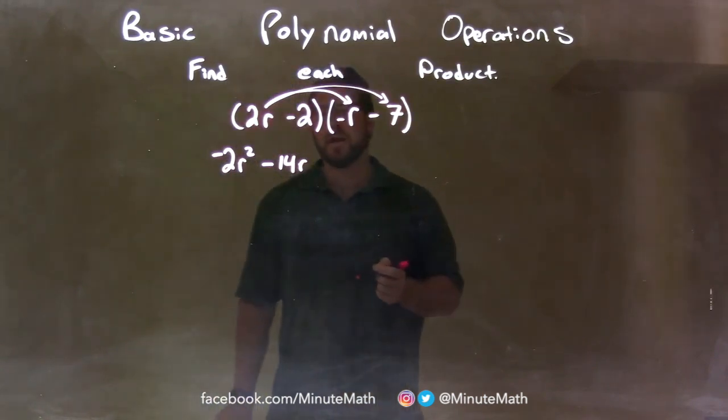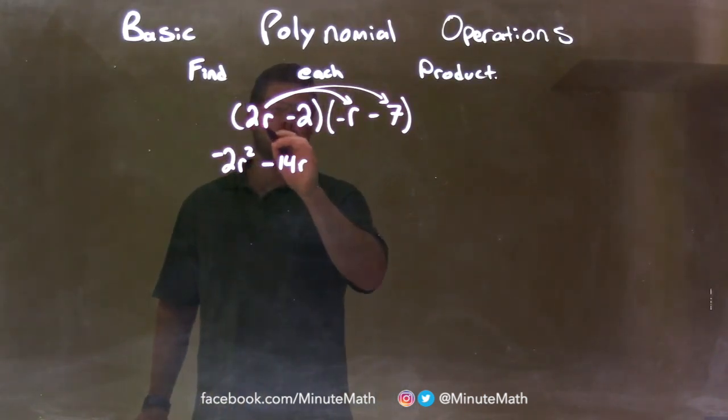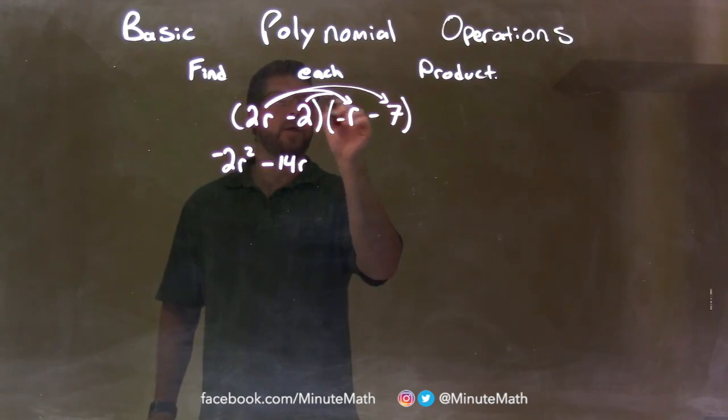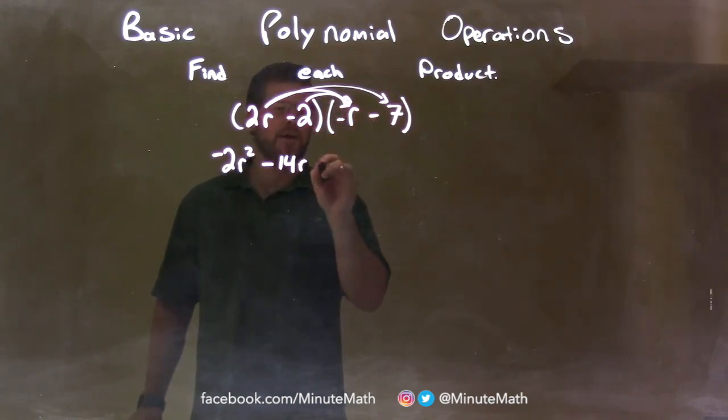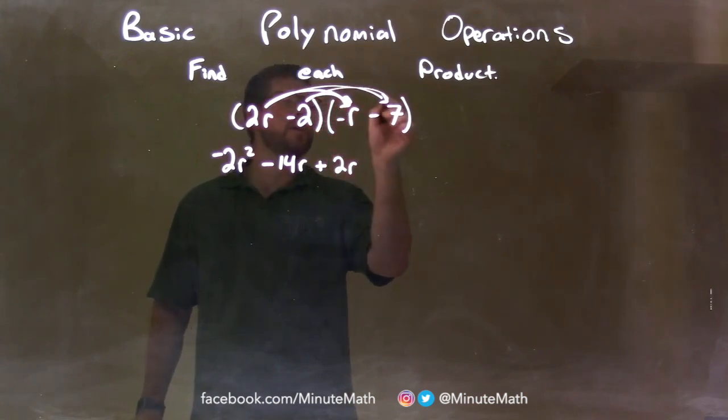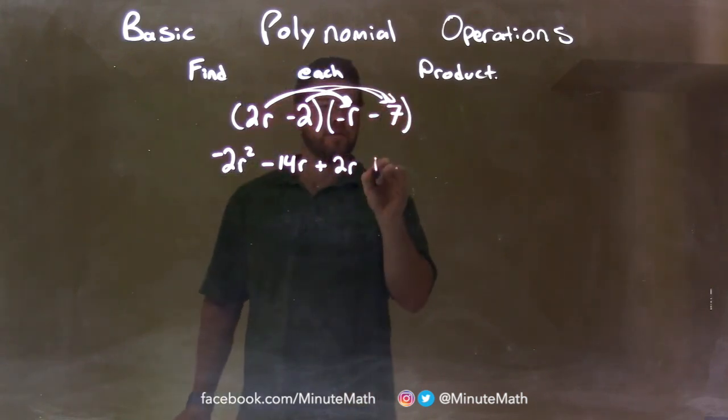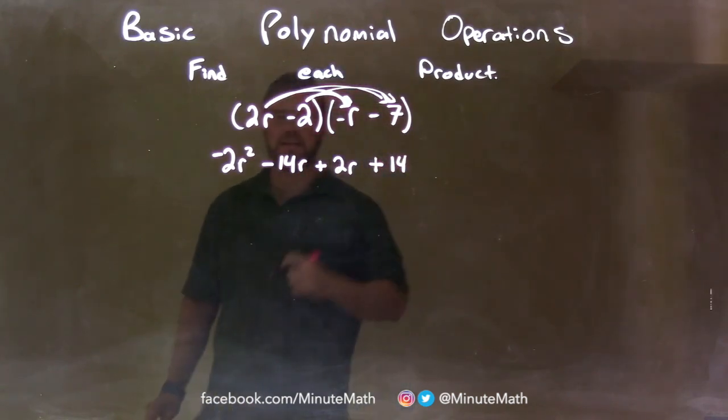Okay? Now we're done with the 2r. Let's use the minus 2. Minus 2 times the negative r is a positive 2r. And negative 2 times a negative 7 is a positive 14. Okay? So we have a positive 14 at the end there.